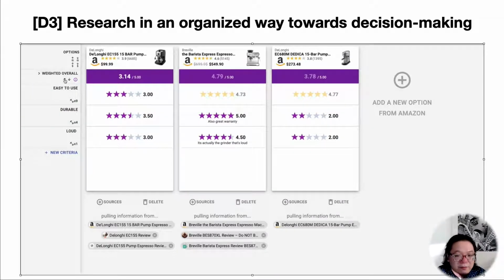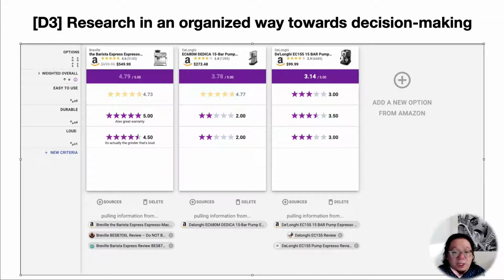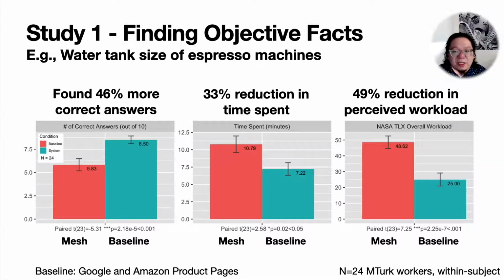So this was a high-level walkthrough of the interface, but does it actually work? Our first study looked at finding objective facts about products, and we found that when using MASH, participants were 46% more accurate, 33% more efficient, and they also perceived a lowered workload, even though they were using an unfamiliar interface.